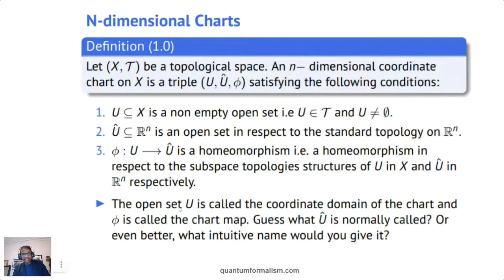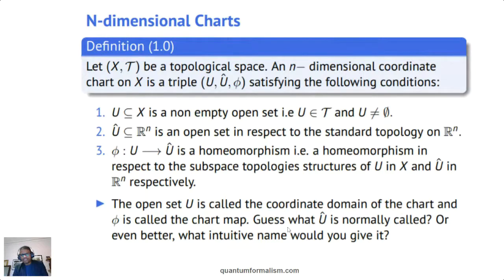So the open set U is called a coordinate domain of the chart. This U is the coordinate domain. It is the region in the topological space that you identify and want to chart. I'm using this term, charting, just to bring some intuition in the colloquial sense. And phi is the way that you chart that particular region that you identify. I'll leave this for now. How would you call this U hat?